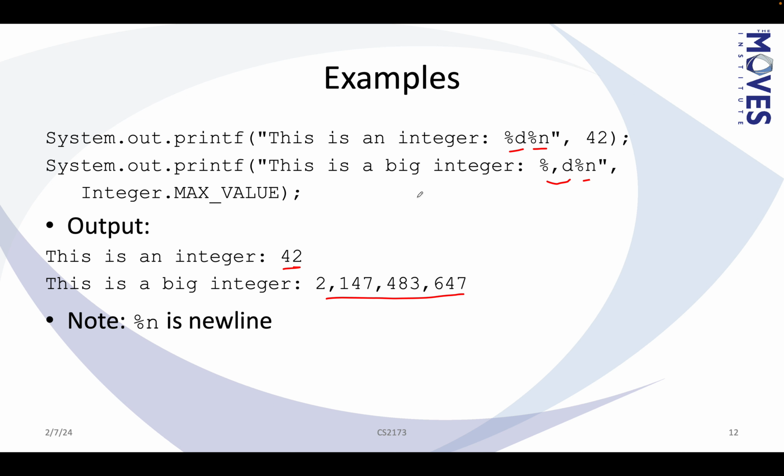Now, one cool thing about this is that different countries have different conventions for this. In this country, and in some others, it's the comma that separates these. But in others, there's a decimal point that separates those.